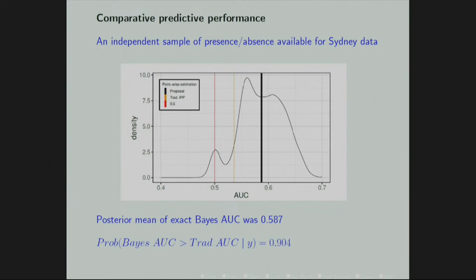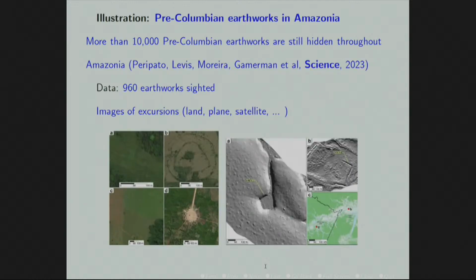Anyway, we got good results, and then we have this nice result that we are 90% sure that we are better than the competition. I want to spend some time on the pre-Columbian earthworks in Amazonia. It's a paper that just came out in Science, a wonderful magazine. I won't spend much time on it because of time constraints.